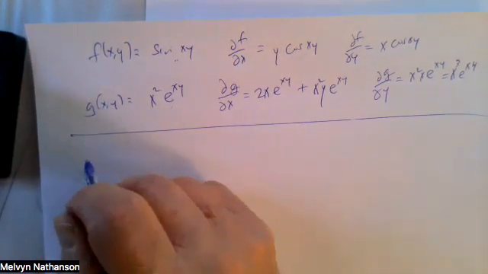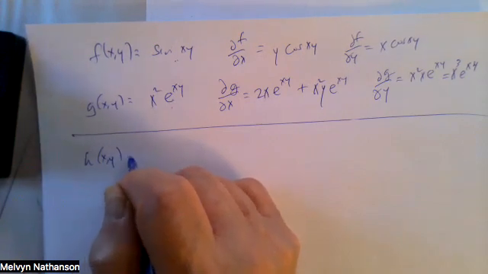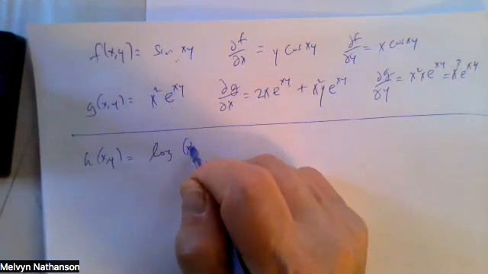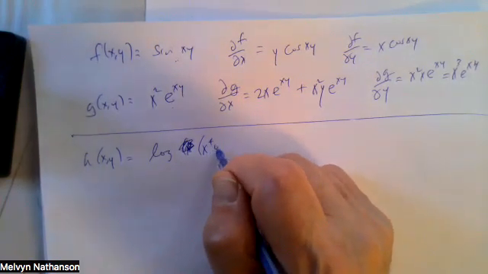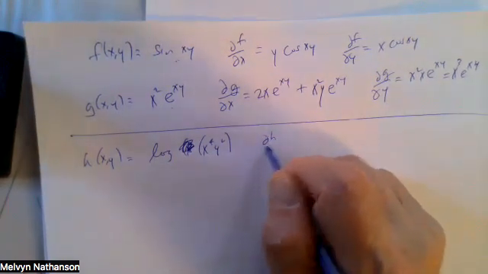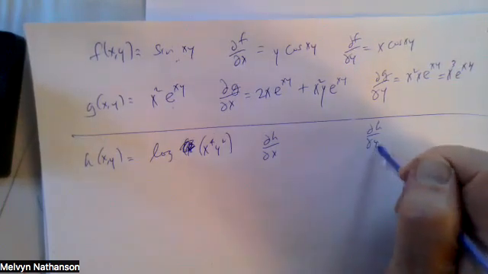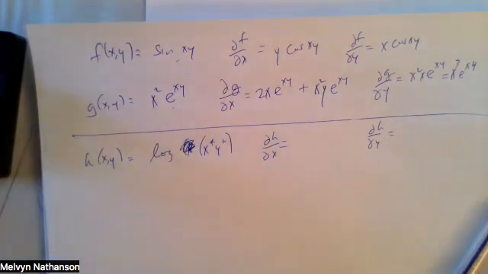So just for your pleasure, if you like, suppose I have the function h of x, y equals the log of x to the fourth y squared. What is the partial of h with respect to x? And what is the partial of h with respect to y? I'll give you a couple of seconds to try to figure that out.